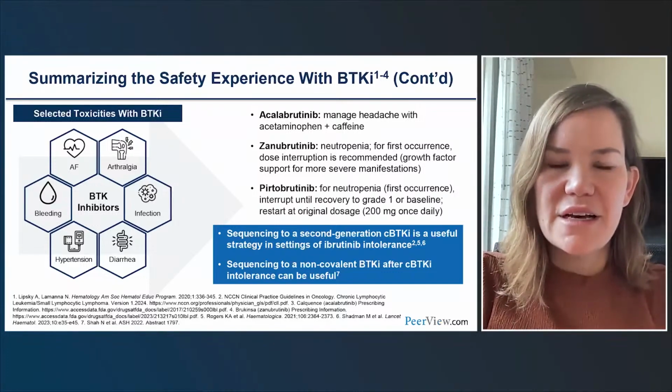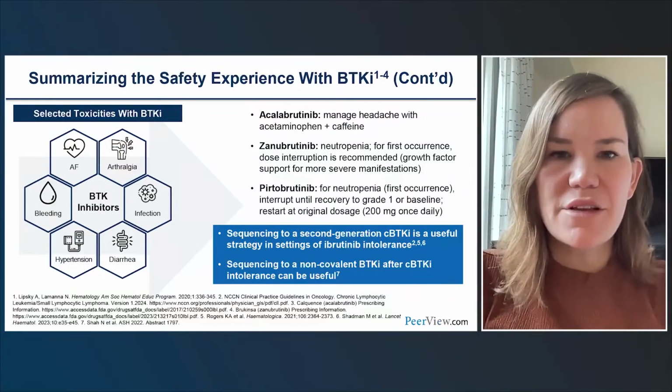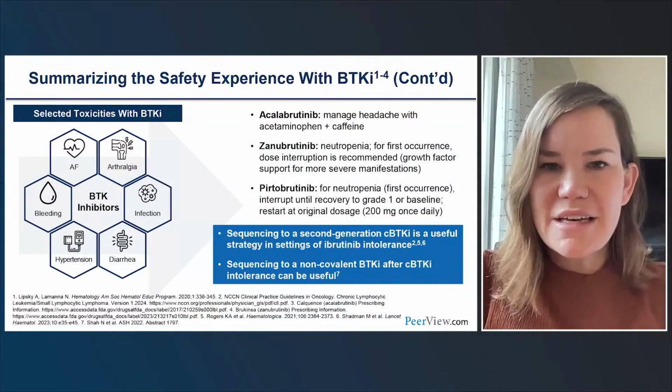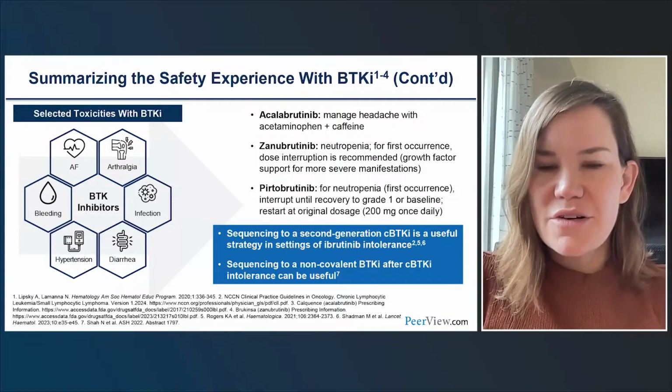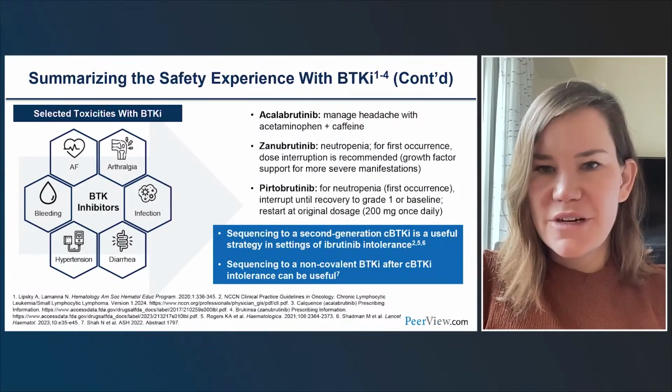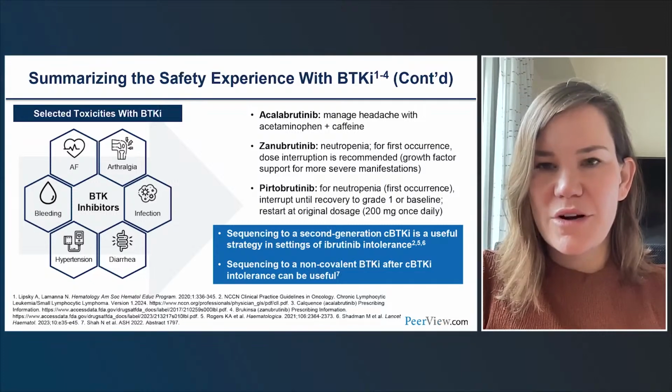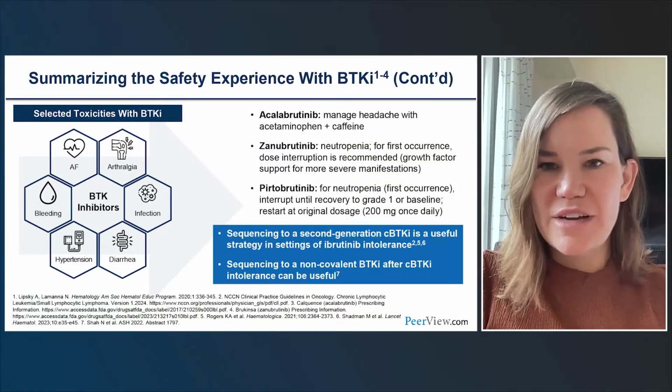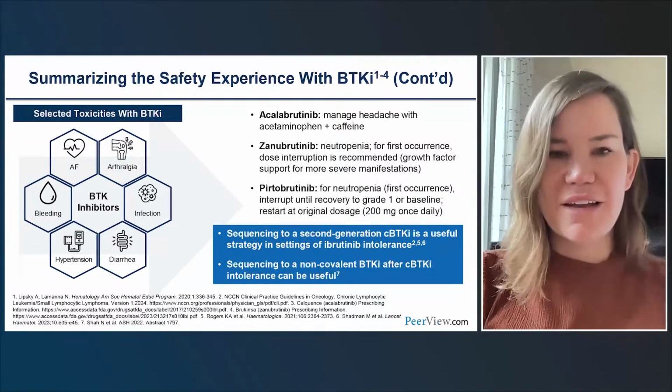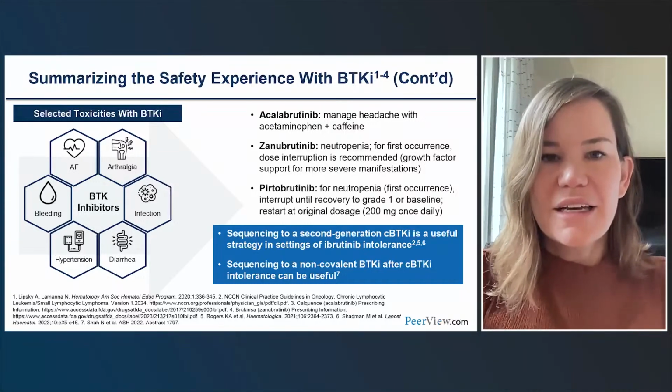Zanubrutinib has been seen to lead to maybe a little bit higher neutropenia. When this occurs, for the first occurrence, they do recommend dose interruption if it's severe, and you can use growth factor support at one's discretion. I typically would consider that if it's a severe neutropenia.